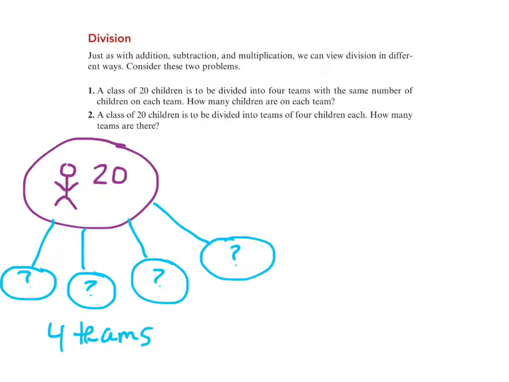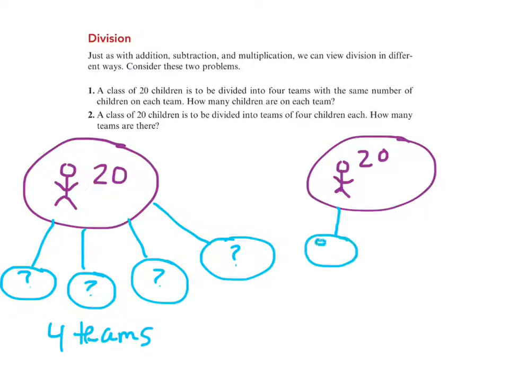Now in the other question, same thing, we have our class of 20 children, and we're dividing them into teams of 4 children each. So we know that there are 4 children in a team. Okay, 4 kids in there. Another team of 4 students. But what we don't know is how many of these teams we'll have. So we don't know how many groups we can make out of those 20 children. It's a subtle difference, but you can see that there is a difference.